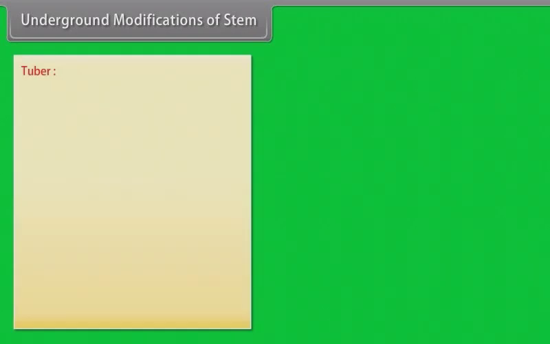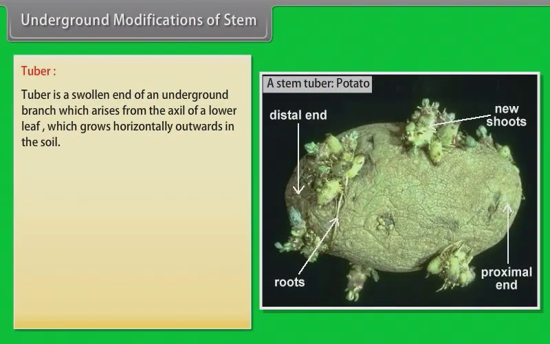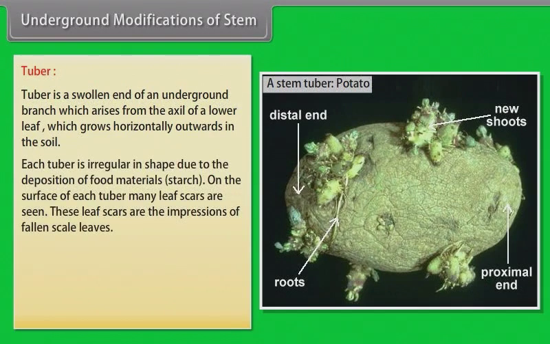Tuber. Tuber is a swollen end of an underground branch which arises from the axil of a lower leaf, which grows horizontally outwards in the soil. Each tuber is irregular in shape due to the deposition of food materials, starch. On the surface of each tuber, many leaf scars are seen. These leaf scars are the impressions of fallen scale leaves.